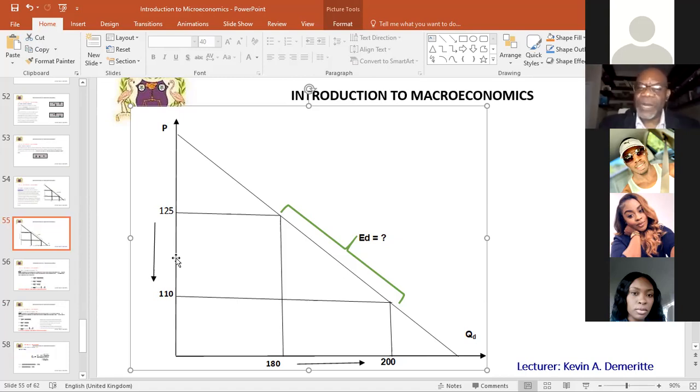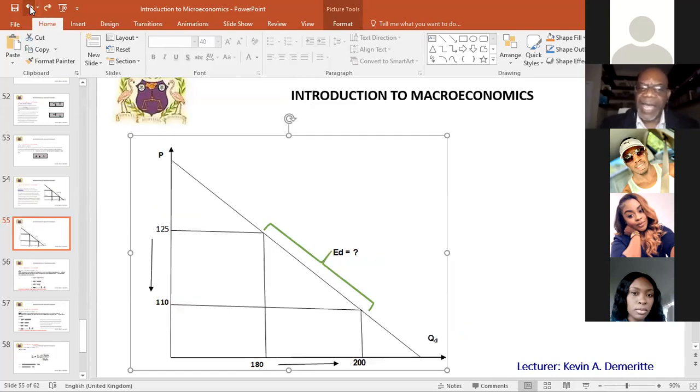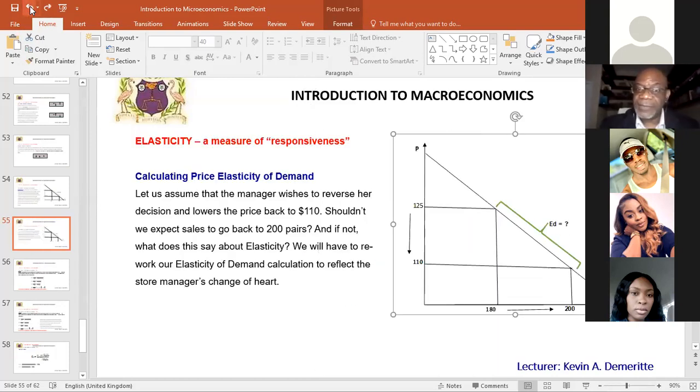And when we use those two numbers, we're then able to get a better, more precise answer for our elasticity problem. And if we've done this right, we should get the same answer whether we are going up along this curve or coming down along this curve. We should get the same elasticity answer.